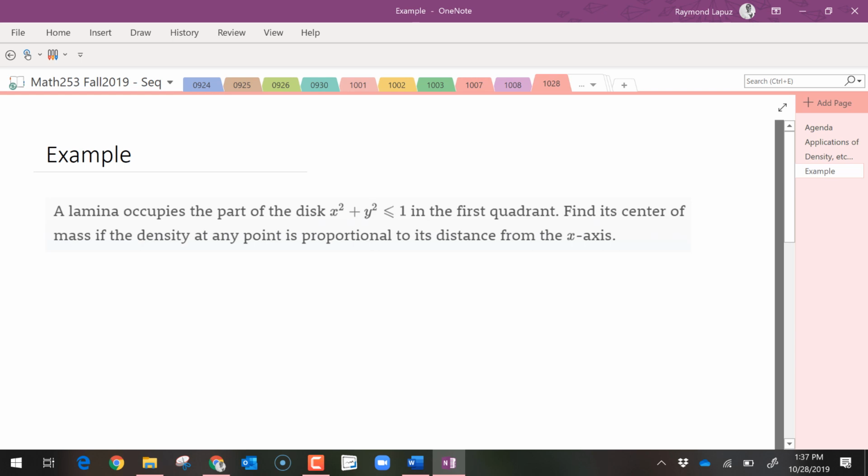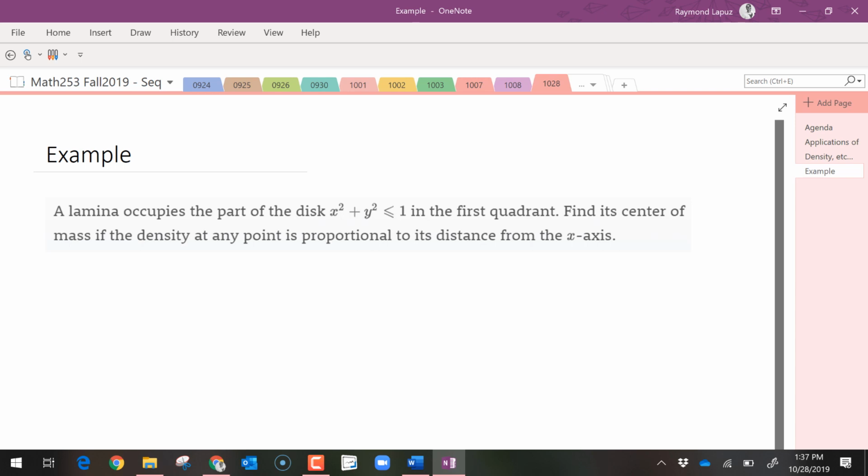So it occupies the part of the disk in the first quadrant. So we're only in the first quadrant here. Find its center of mass if the density at any point is proportional to its distance from the x-axis. Proportional to its distance from the x-axis.